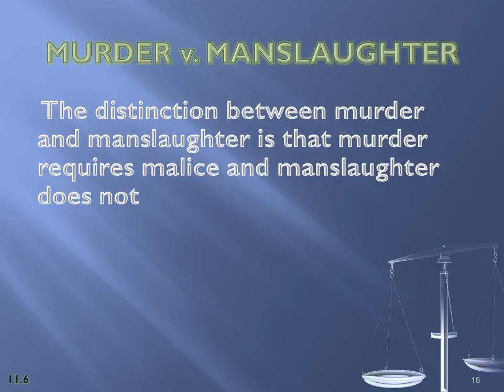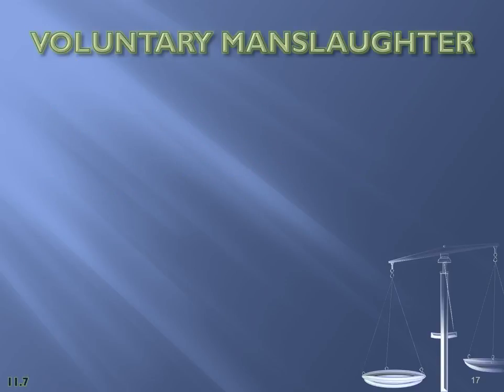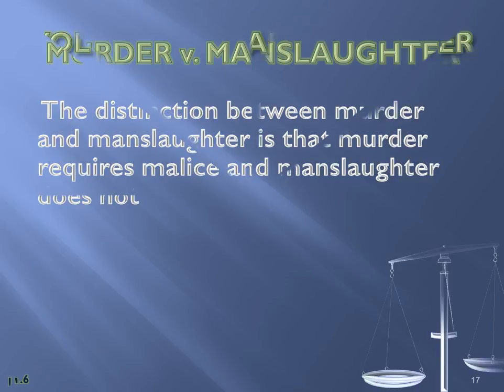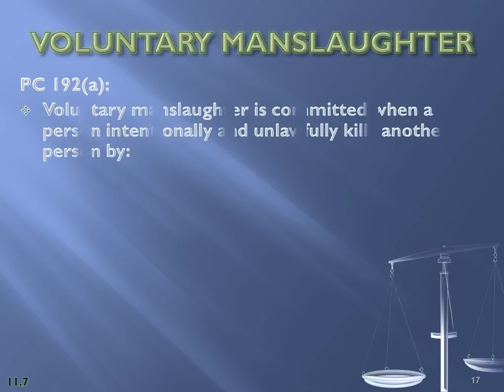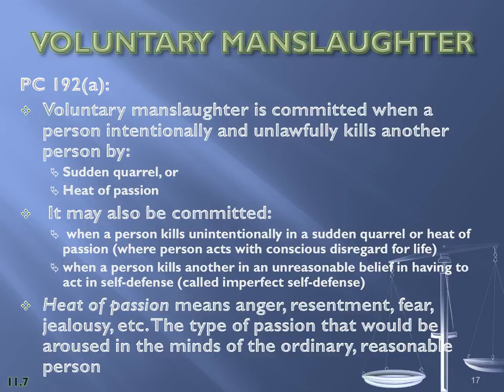Well, what's the difference then between murder and manslaughter? Well, let me go back because I'm way too fast on the button here. The distinction between murder and manslaughter is that murder requires malice and manslaughter does not. That's a very easy way to figure it out. So now stay with me as we try to discern these different areas of manslaughter, okay? First, we're going to start with voluntary. So we know Penal Code 192 talks about manslaughter.